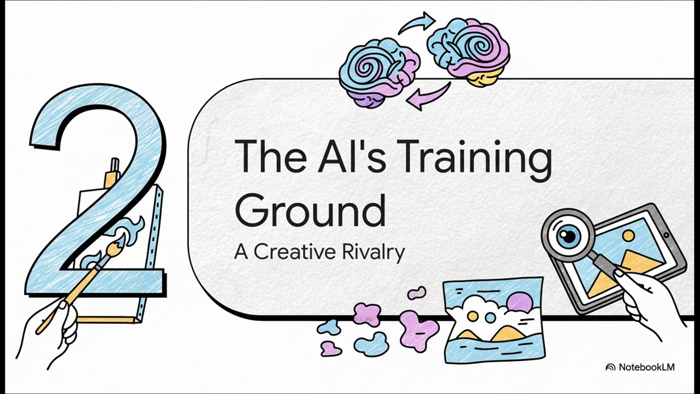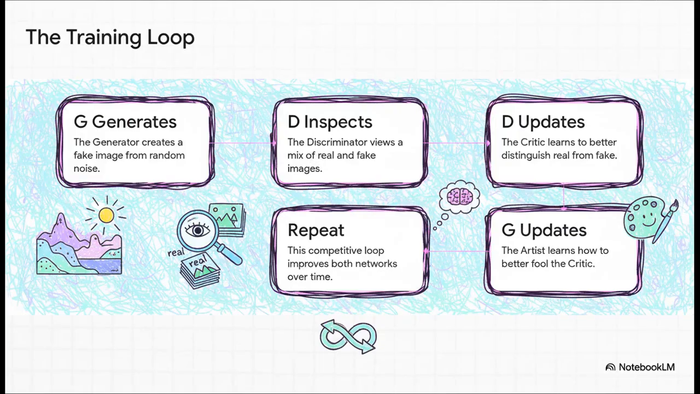Well, you can think of it like a game, a really high-stakes game of digital cat and mouse that they play over and over and over again. Here's how the game is played. Step 1. The artist makes a fake. Step 2. The critic looks at a big pile of images, some are real, and some are the artist's new forgeries. Its job is to tell which is which.